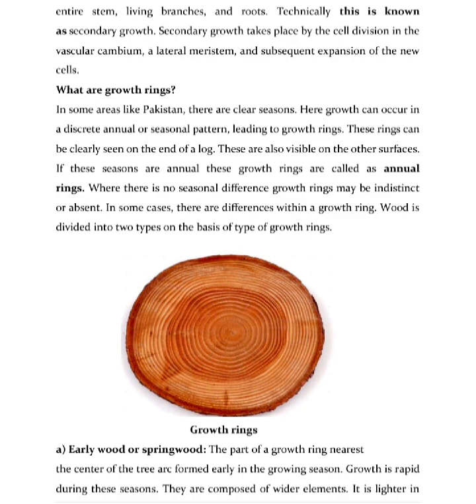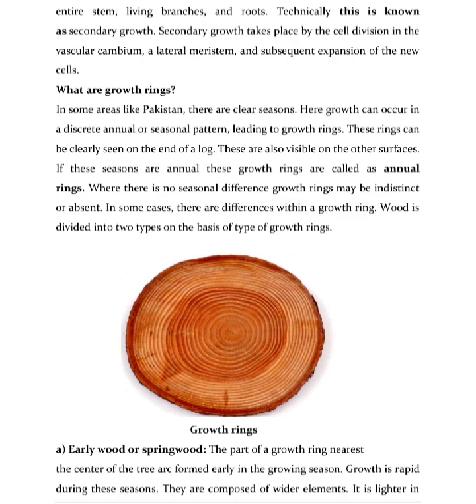What are growth rings? In some areas like Pakistan, there are clear seasons. Here, growth can occur in a discrete annual or seasonal pattern, leading to growth rings. These rings can be clearly seen on the end of a log. These are also visible on the other surfaces. If these seasons are annual, these growth rings are called annual rings. Where there is no seasonal difference, growth rings may be indistinct or absent.